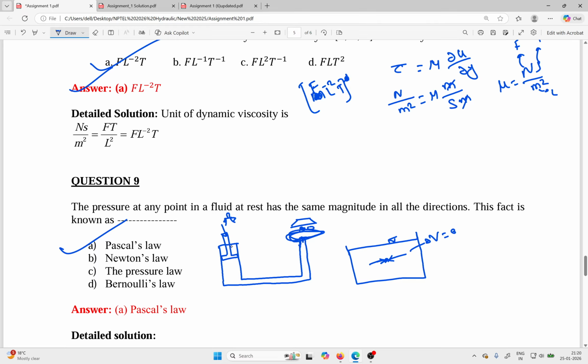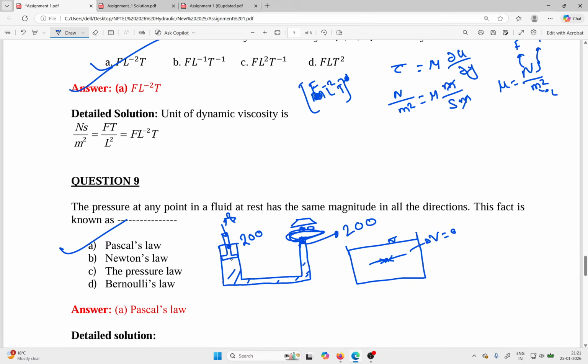So whatever pressure you apply here, throughout the fluid it is the same. Remember the condition here, the fluid should be the same. If the pressure here is 20, so at the same place here the pressure will be 20. If the pressure is 200, here the pressure will be 200 at the same level in the fluid.